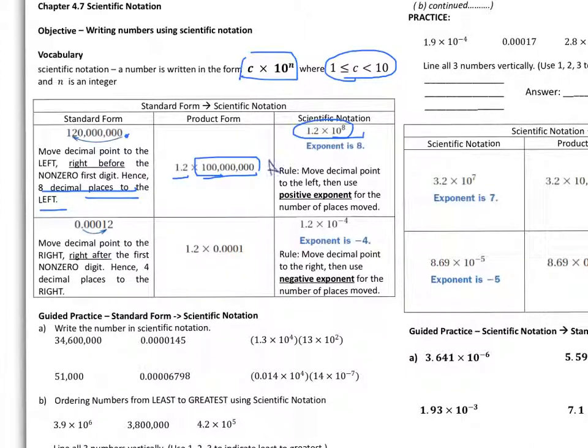So our rule is you move the decimal point to the left when you're given such a big number, and then you use the positive exponent for the number of places moved.